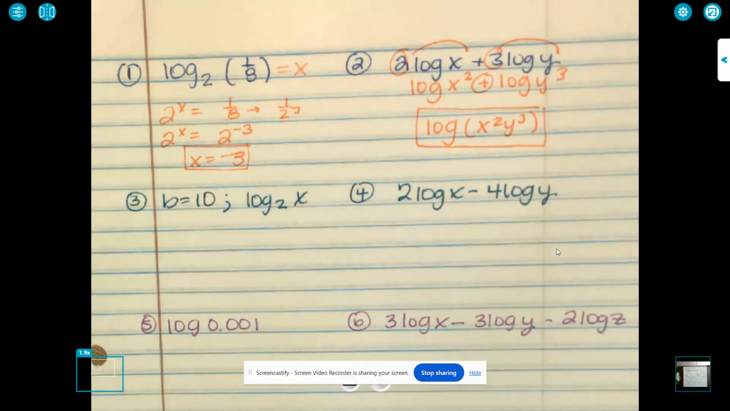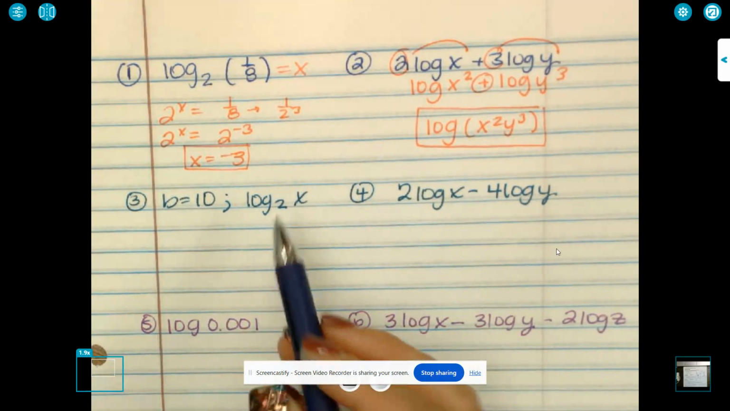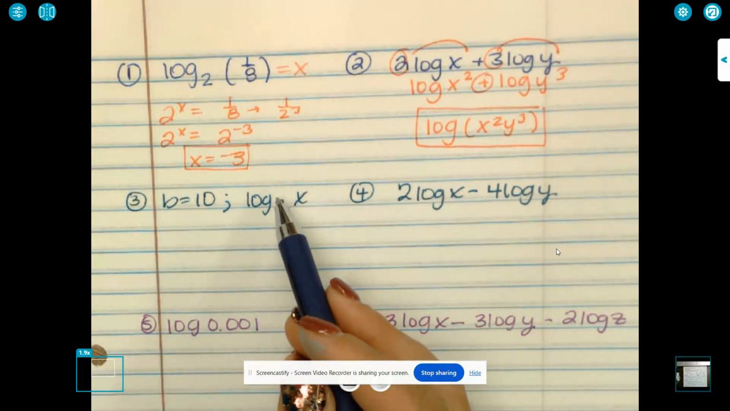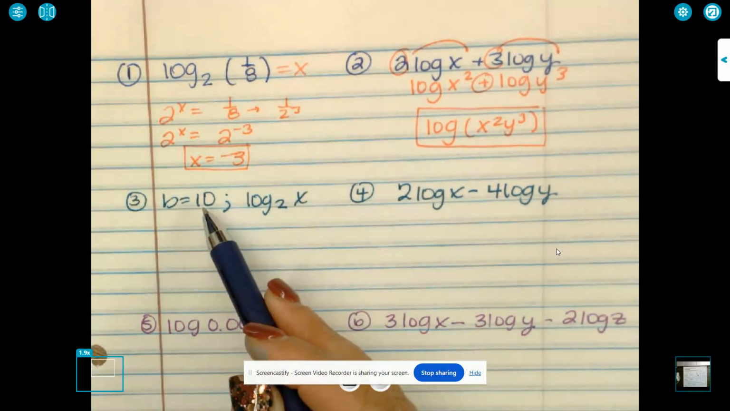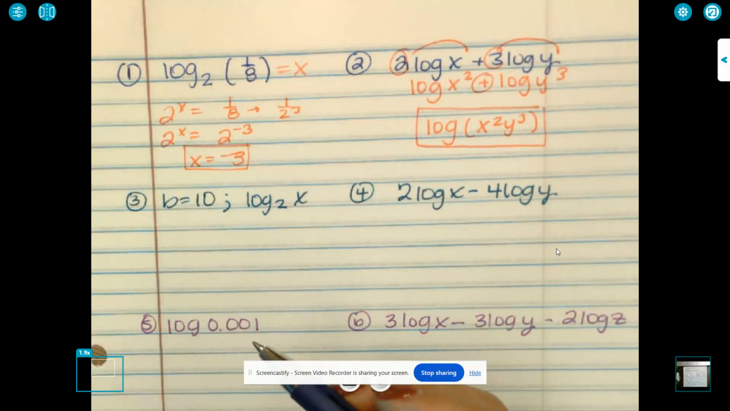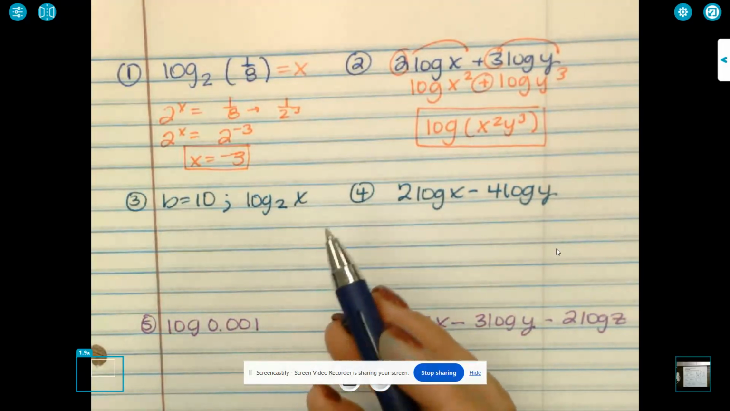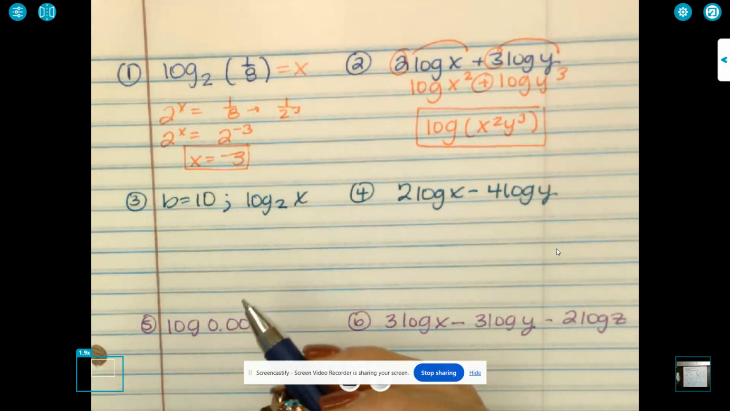Several of y'all had questions about problems like number 3, and they should end up being the easiest problems on here for you. When you're talking about change of base problems, they want you to change this from a base of 2 to a base of 10. All you're going to do is log big over log little, but with a base of 10 instead of a base of 2.